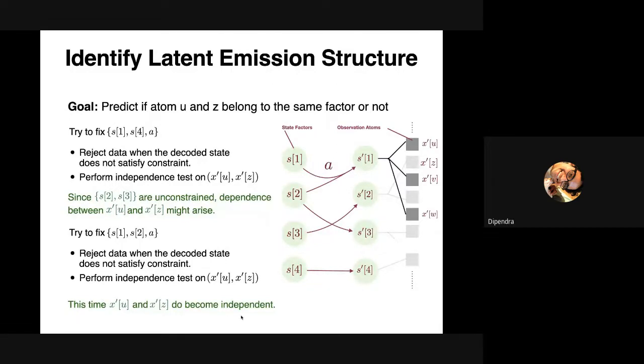And so this gives the idea that anytime you find a set of factors such that for any value and any action, you always end up with independent, then they are independent.